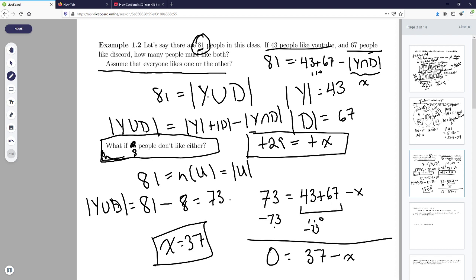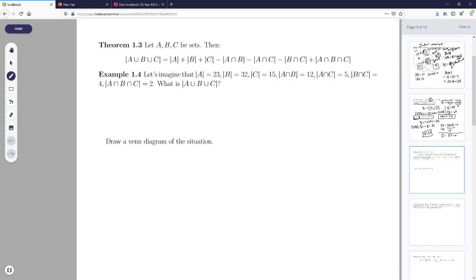All right. Fun times, right? So let's move on and do something a little more interesting. So here is the three-set union formula.